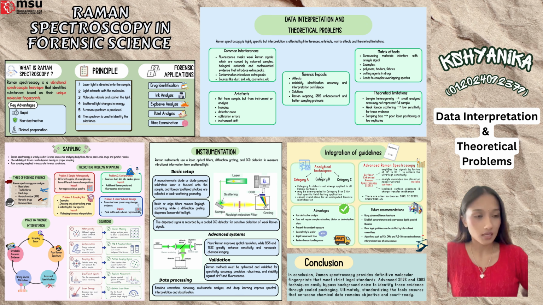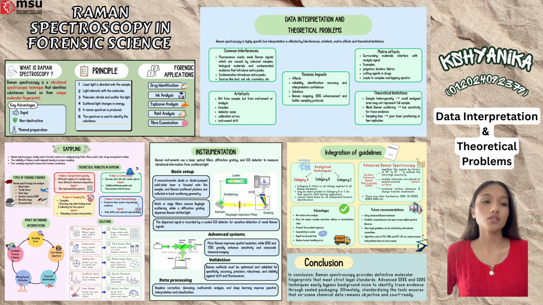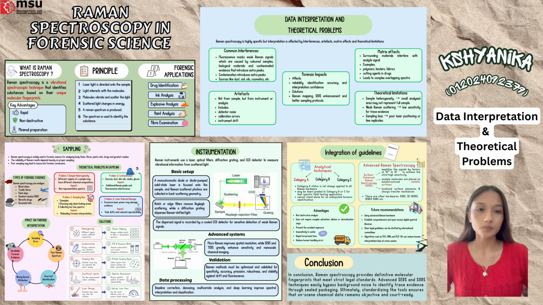In addition, contamination from environmental sources such as dust, soil, skin oils, or cosmetics, as well as collection materials like swabs or gloves, can introduce extra spectral peaks that interfere with interpretation, especially in trace evidence such as gunshot residue or fibers. Another important factor is artifacts.